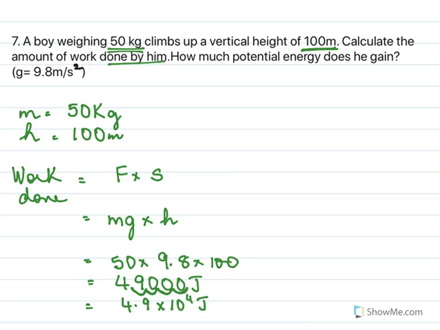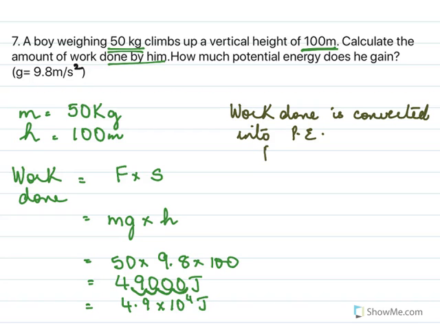And the second part of the sum says, how much of potential energy does he gain? Yeah, the work done is converted into potential energy, is converted or stored as potential energy. So potential energy is also 4.9 into 10 raised to 4 joule.